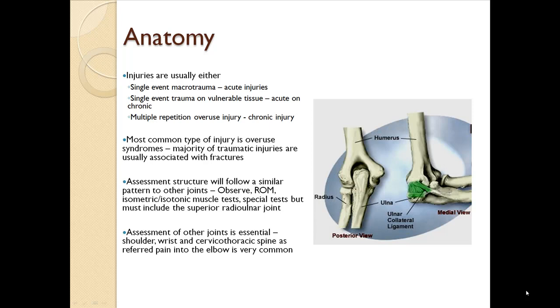In addition to that, it's not uncommon to have shoulder pathologies that can refer down to the elbow, and also wrist pathologies that can impact on elbow function and activity. The cervicothoracic spine may also create a neurological referral down there, so it's important to check that too.